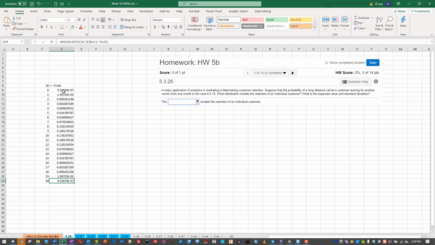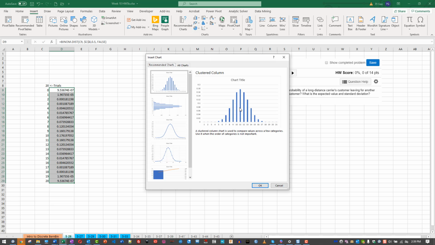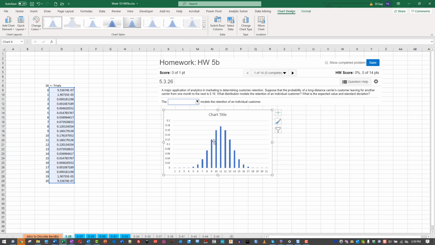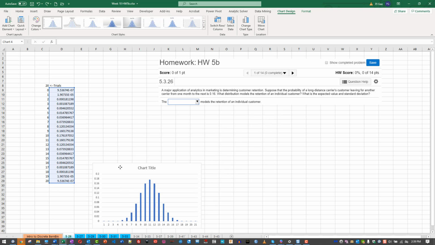Okay, so let's do a quick plot of this. This is really needed to understand what we're getting into here. Okay, here's a nice little graph of this, and this shows a fair coin.